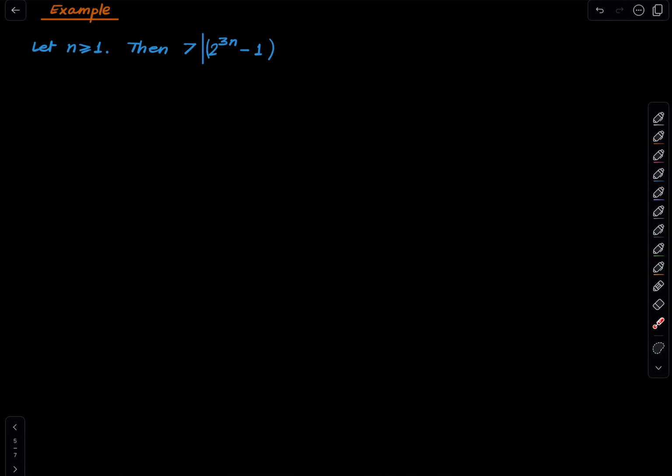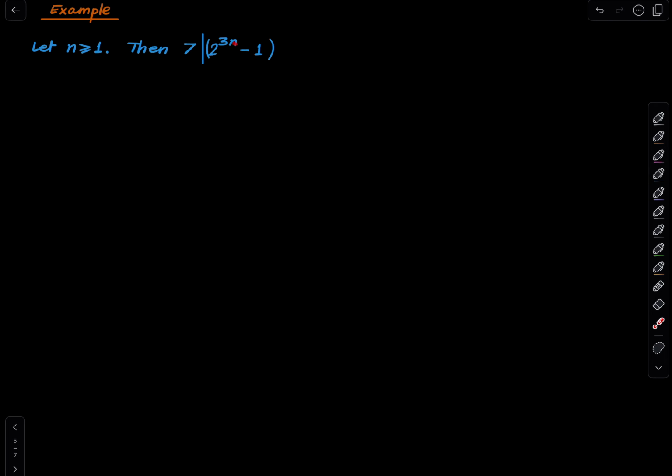So here is a nice example. This is not obvious. Why should 7 divide this for every natural number n? So if you put n equals 0, I have stated it only for n greater than or equal to 1. I could easily write 0 here, but anyway. So if n is equal to 1, what is this? This is 8. 8 minus 1 is 7, and 7 divides 7.